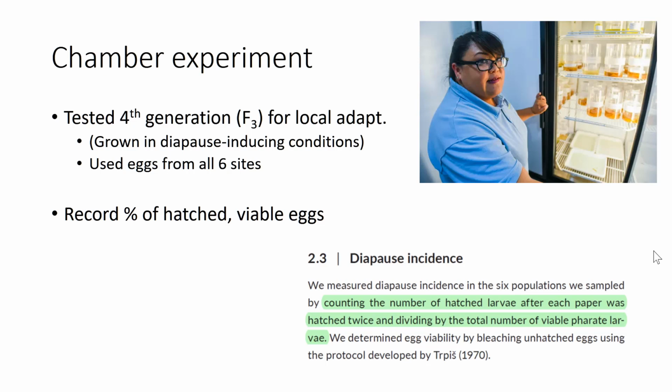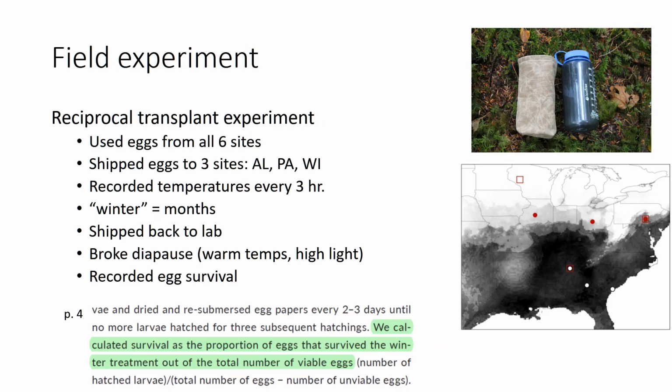So in the text they mention counting the number of hatched larvae after each paper was hatched twice, so they really tried to get these things to hatch, and dividing by the total number of viable larvae. So that was the environmental chamber experiment to assess diapause rate. The field experiment was meant to assess egg survival rate.